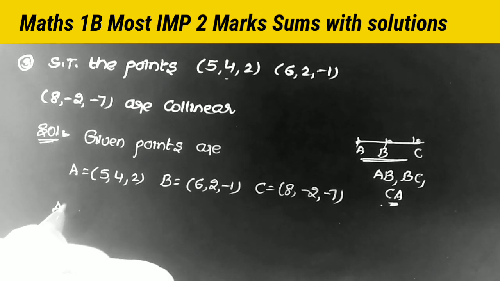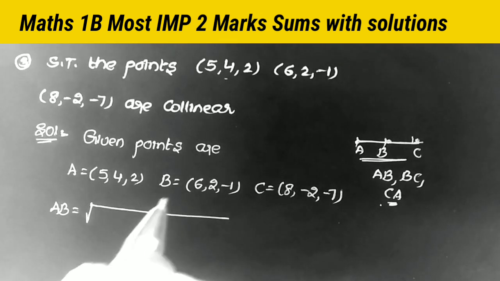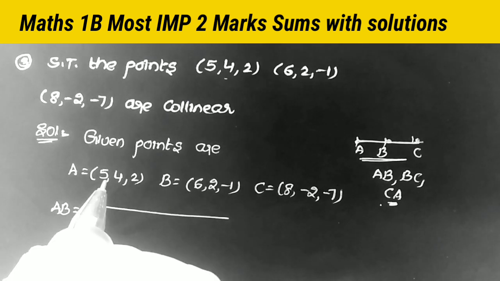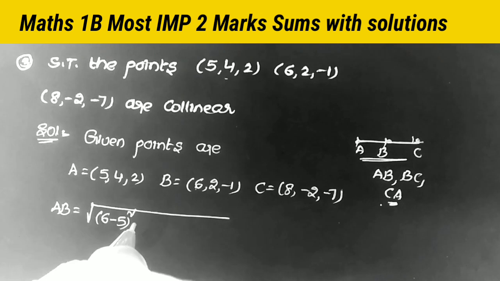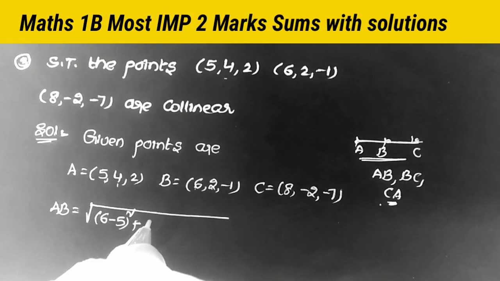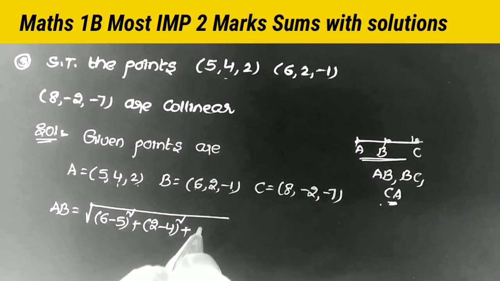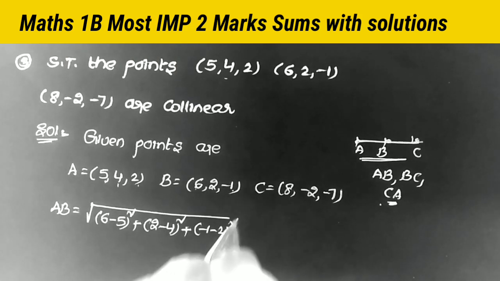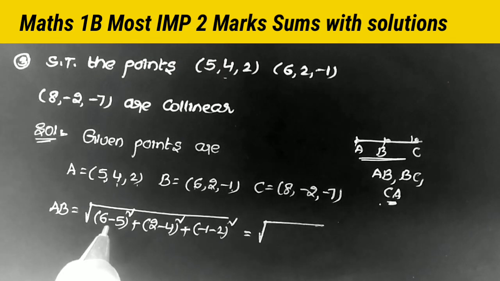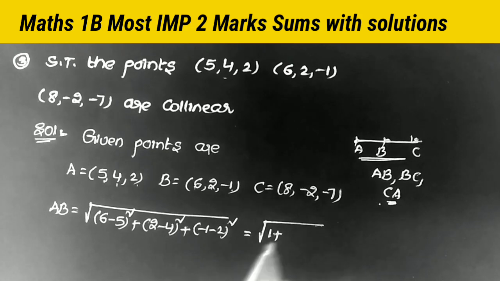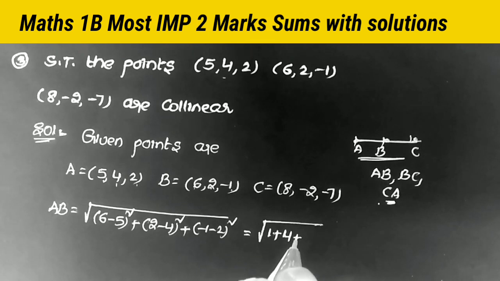Now finding the distances, the first distance AB is equal to, what is the distance formula? Square root of (x2 - x1) whole square, that is (6 - 5) whole square, plus (y2 - y1) whole square, that is (2 - 4) whole square, plus (z2 - z1) whole square, that is (-1 - 2) whole square. That equals 6 - 5 = 1, 1 square is 1. 2 - 4 is -2, (-2) whole square is 4.